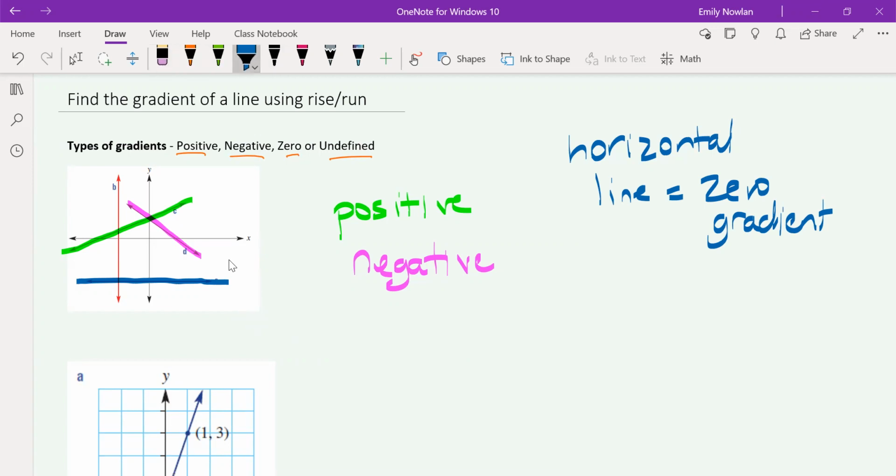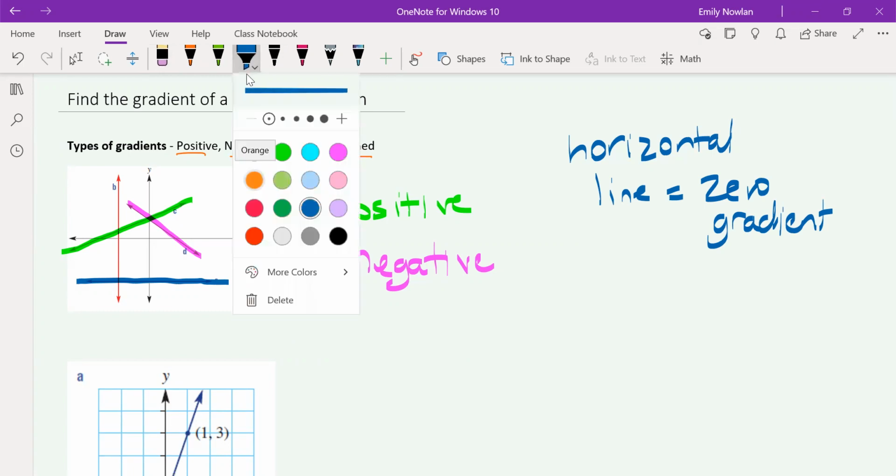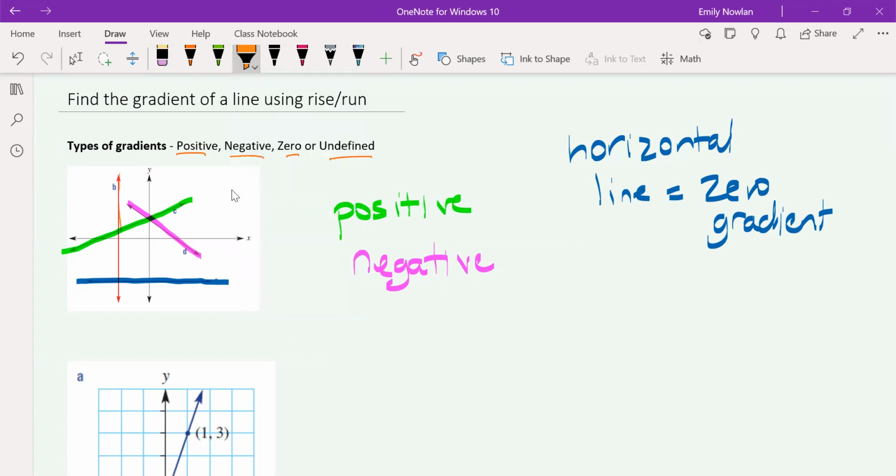Okay, that leaves our last one there, which must be the undefined because it's the only one that's left. So this one here, orange or the red one, depending on which one you're looking at. It's undefined because its rise can be whatever number you want. So let's say we go 5 centimeters, but what's its run? It's 0. And 5 divided by 0 is always undefined. You can't do it. So a vertical line has an undefined gradient.